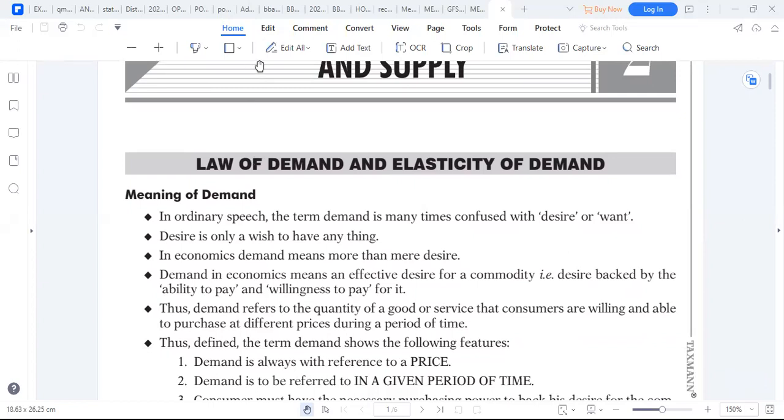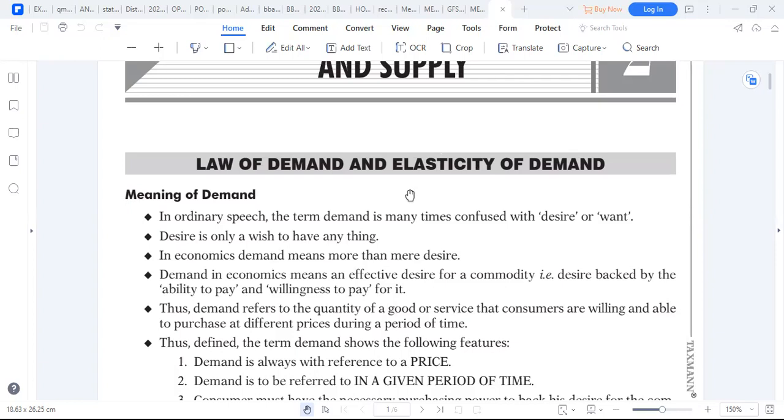So to start with, we must understand the meaning of demand. Usually people confuse the concept of demand with a mere desire or a want. But it's more than just a wish. It's more than just a desire. When dealing with demand in economics, we're looking at a desire that is backed up by two things: ability to pay and the willingness to pay.